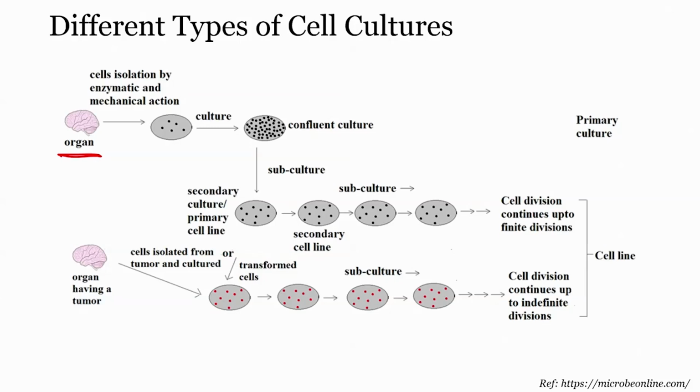We keep on culturing it until some finite divisions. Second way of doing it: an organ having a tumor, cells isolated from the tumor and cultured, right, transformed cells, subculture, cell division continues up to indefinite divisions, right. This is about primary culture.